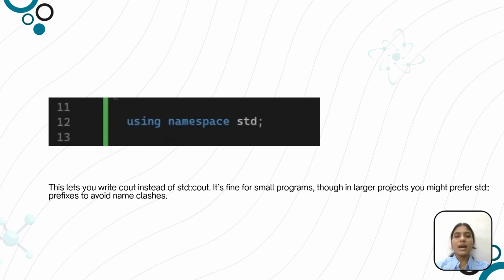Now on this slide, I have written using namespace std. This line allows us to write cout instead of std::cout and cin instead of std::cin. It makes the code shorter and easier to read, which is fine for small programs like this one. In larger projects, however, it's often better to use the std:: prefix to avoid conflicts with other names.